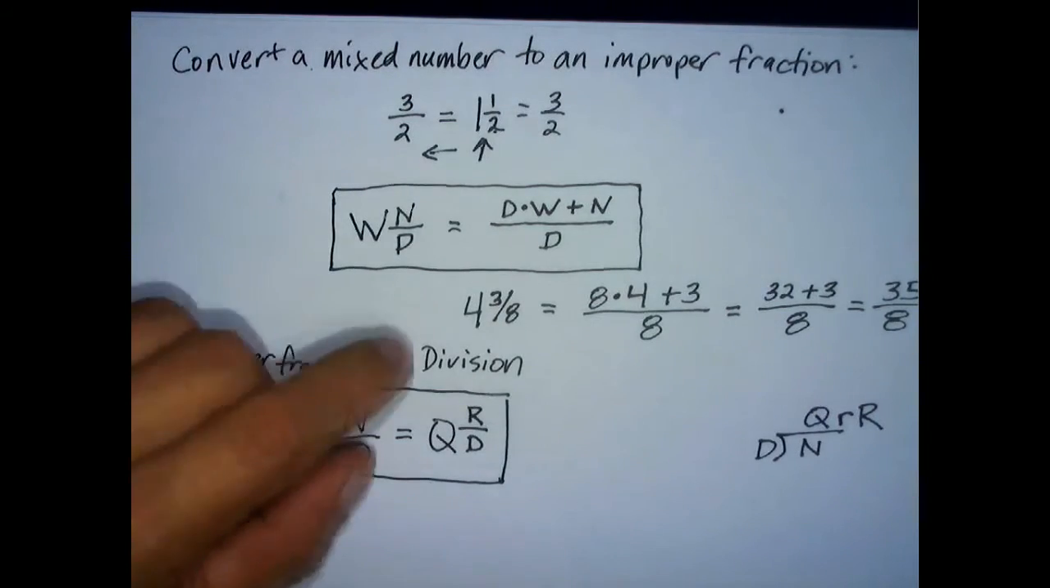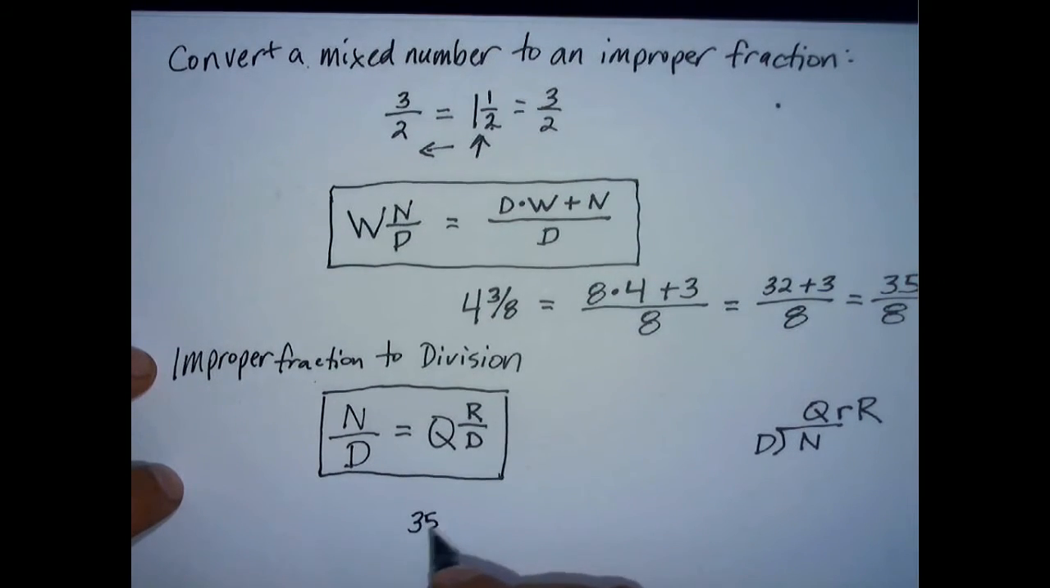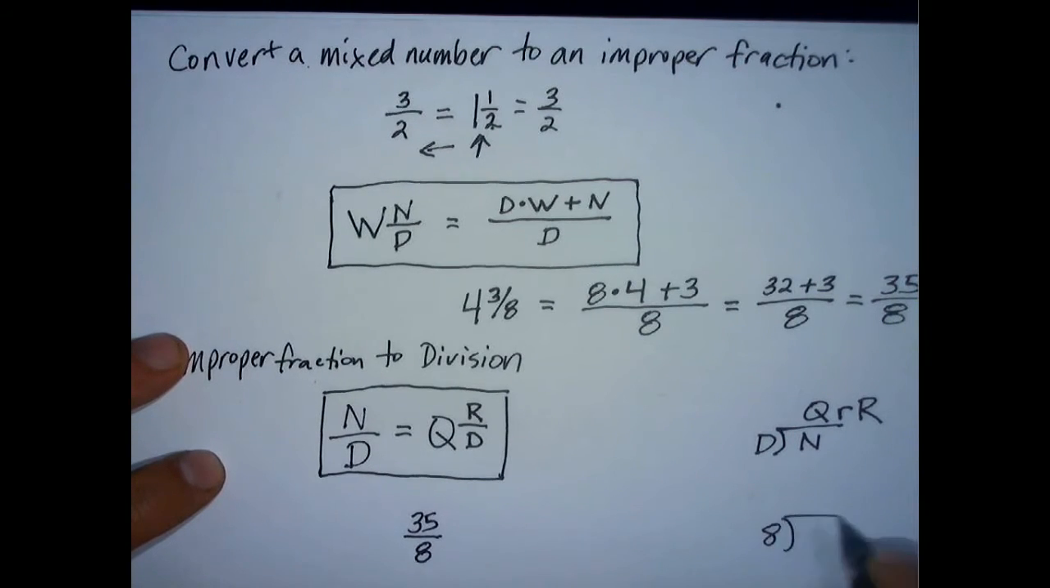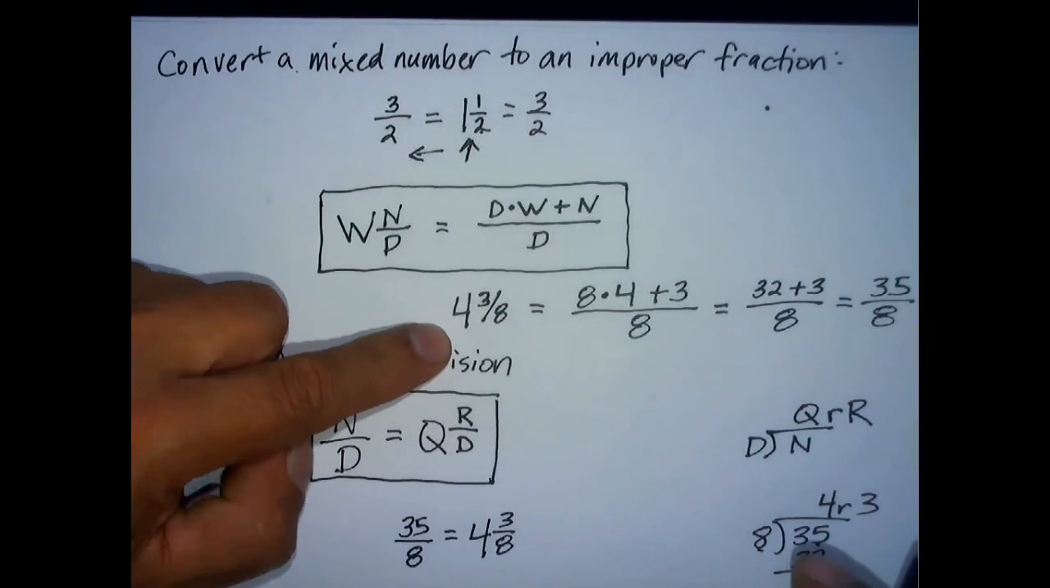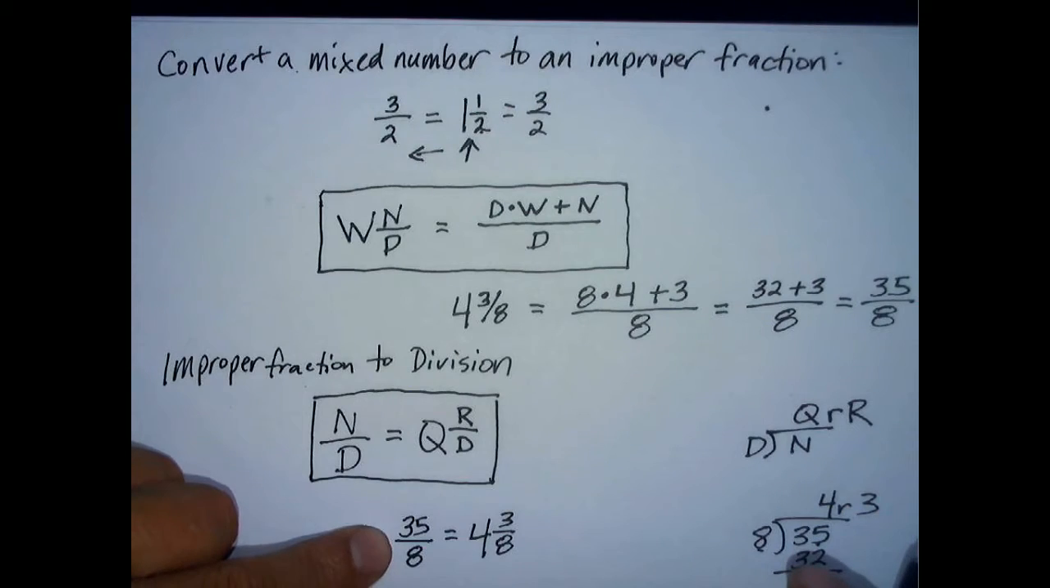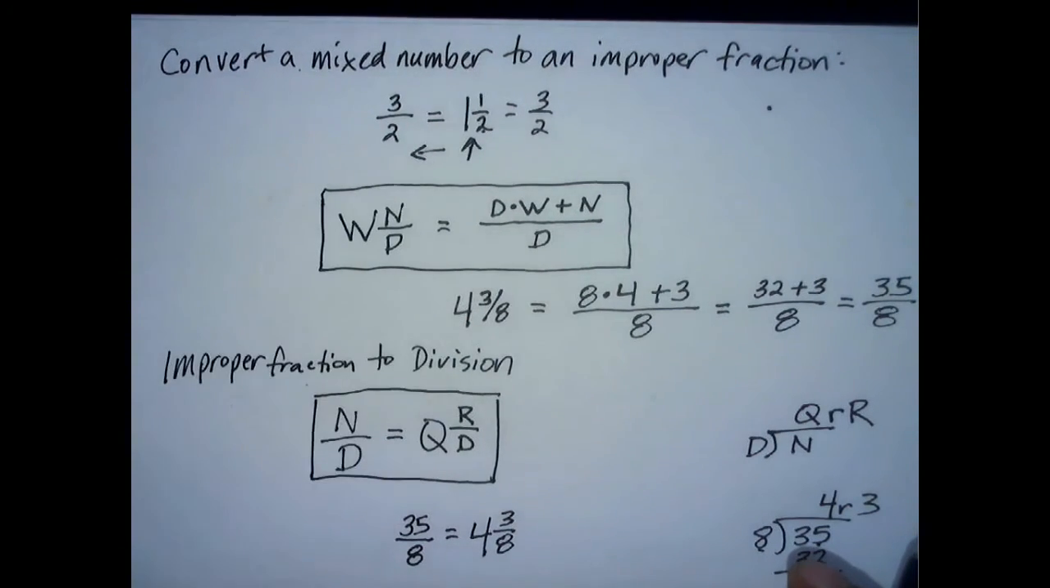Let's use 35 over 8 as an example. We take 8 and we go into 35. 8 goes into 35 4 times, and 4 times 8 is 32. We get the remainder of 3. So as a mixed number, it is 4 and 3/8. And look, it's what we got there too. That means we did it right. You can always check your work that way.